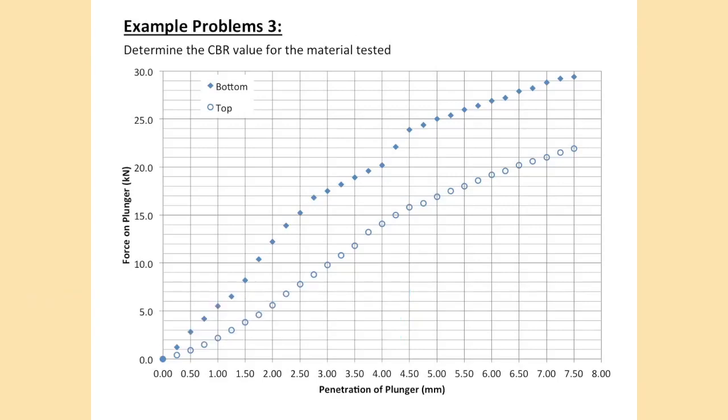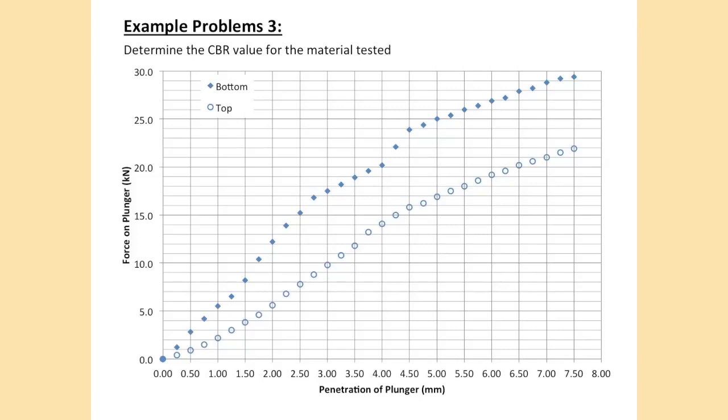With question 2 completed, let's proceed to question 3. Determine the CBR value for the material tested. For laboratory CBR, we conduct the test on both sides of the sample, ending up with two sets of data for top and bottom surface. In this question, the data plotted is only for 1 mould of CBR.